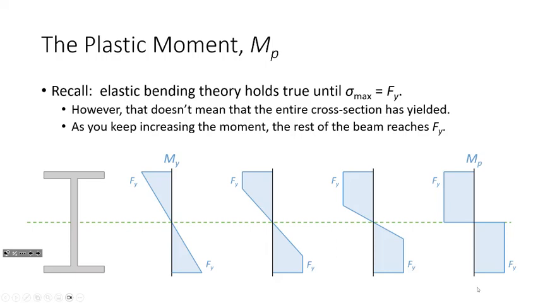So we have a name for that state, and we call that the plastic moment. To simplify that, to make sure everybody's clear, the yield moment is when we first reach Fy at the extreme fiber. Mp is when we reach Fy everywhere in the cross-section. And that, I propose, is the maximum moment that a beam can withstand. Does that make sense? Yes, sir.